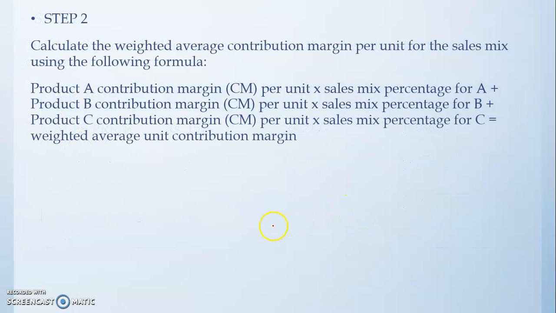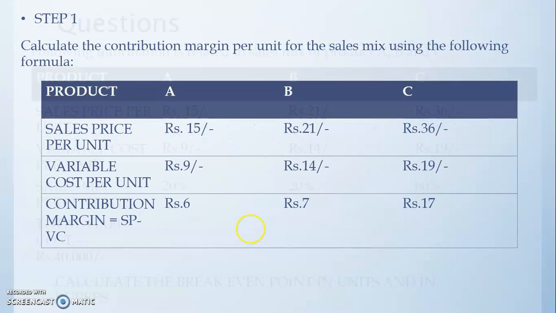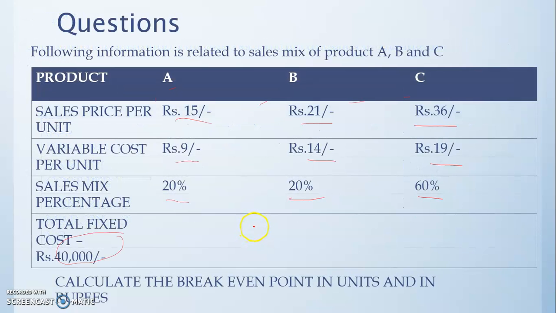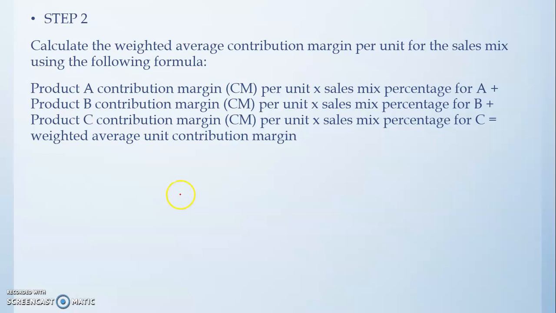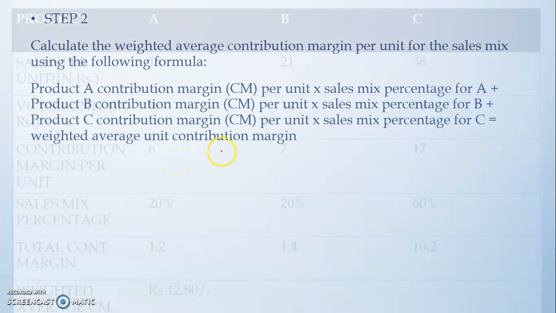Now the second step would be to understand the weighted contribution margin. So the product A's contribution margin into the sales mix percentage. Here we know that the sales mix percentage is given as 20%, 20% and 60%. So we consider that and get the product A contribution margin into the sales mix percentage for A, plus the product B contribution margin into the sales mix percentage for B, and then the sales mix for C and the product contribution for C. This will be the weighted contribution margin.